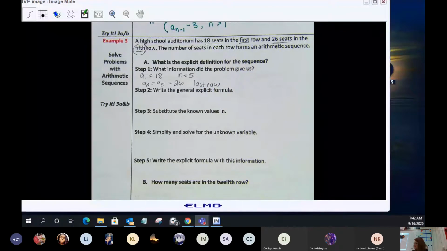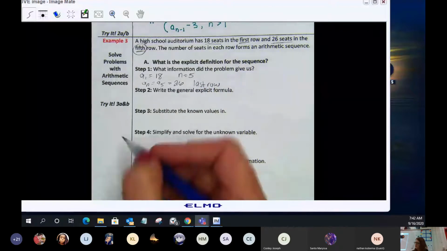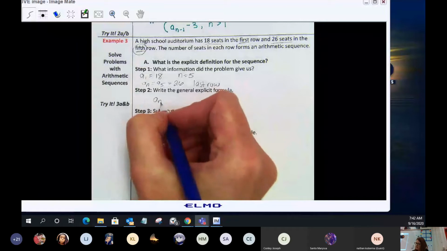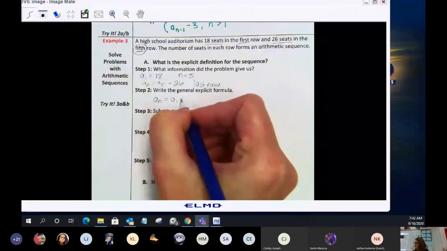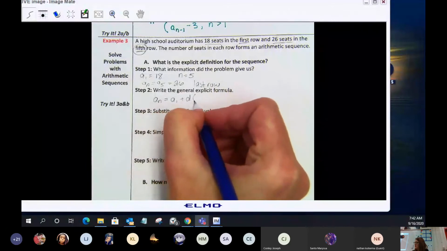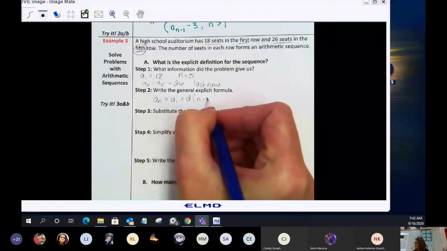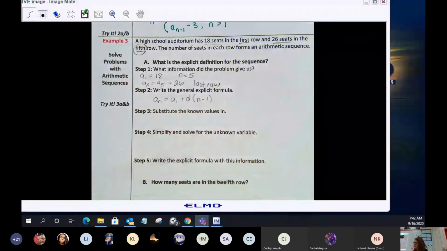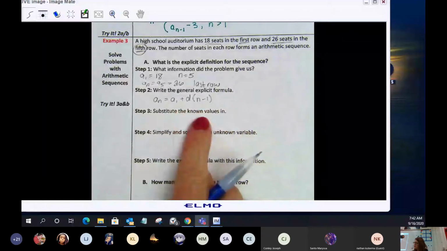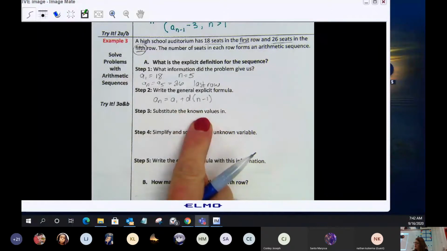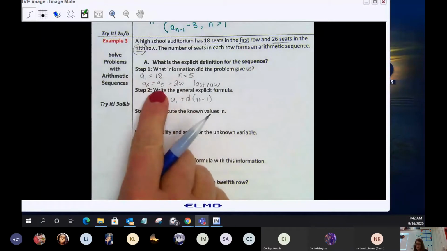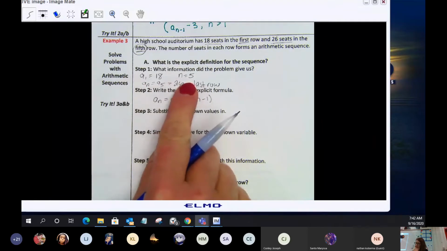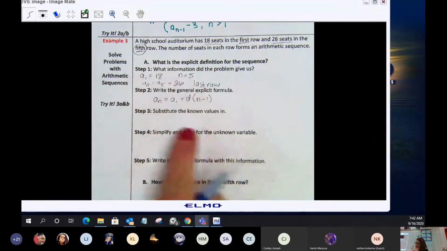Now, your general explicit formula is a sub n equals your first term a sub 1 plus your common difference d times the quantity n minus 1. So what we're going to do now is substitute the known values in. So what do we know? We know a sub 1, we know a sub 5, which is my a sub n, and we know that n equals 5.